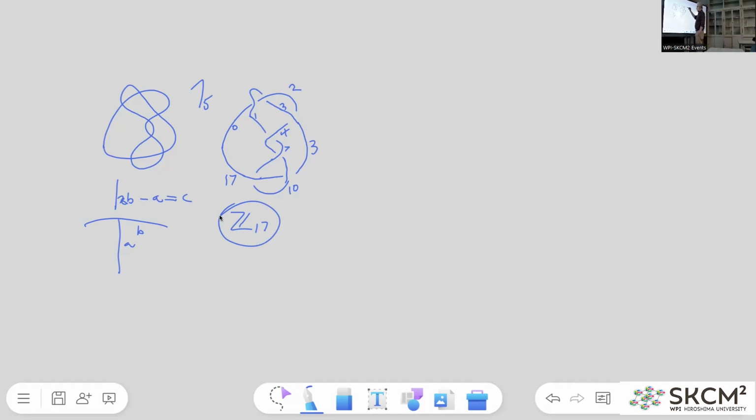Just double check it. 2 and 4 is twice 3, 2 and 0 is twice 1, 1 and 7 is twice 4, 10 and 4 is 14, which is twice 7, and 17 and 3 is twice 10, but also 3 and 0 is equal to twice 10, because 2 times 10 is 20, which is congruent to 3 mod 17. So there's an example of this kind of computation, right?